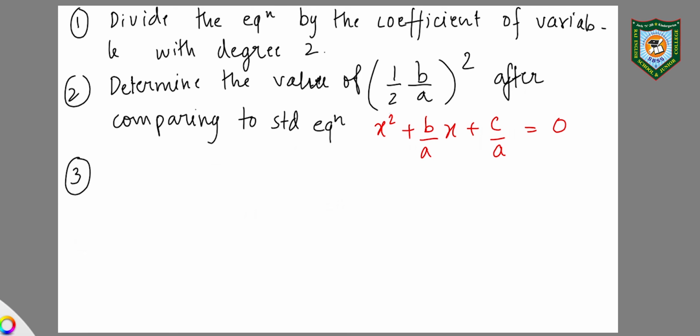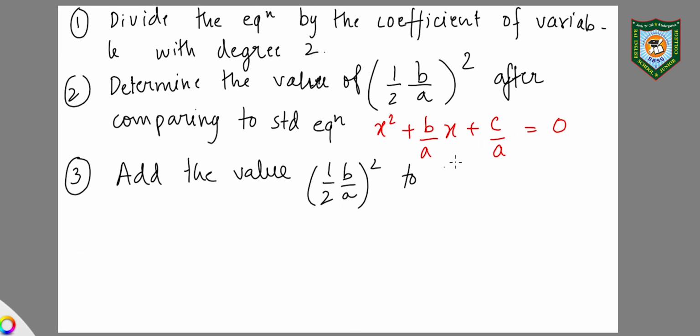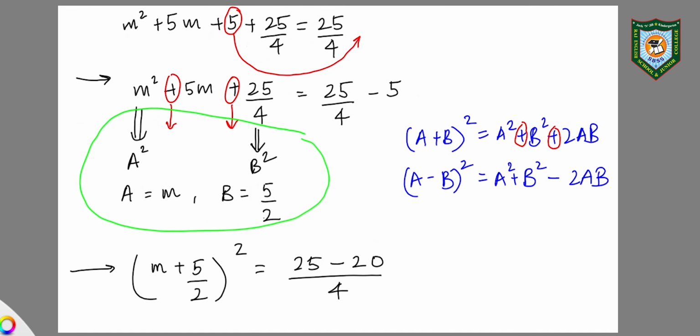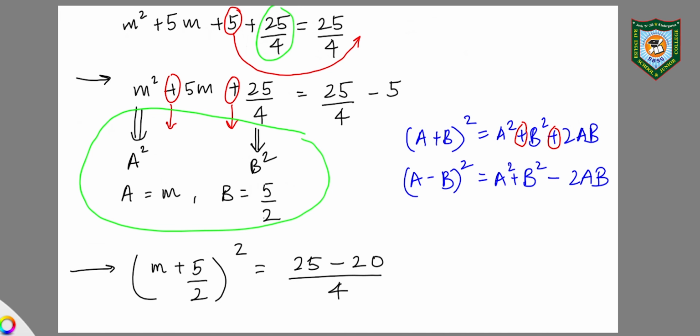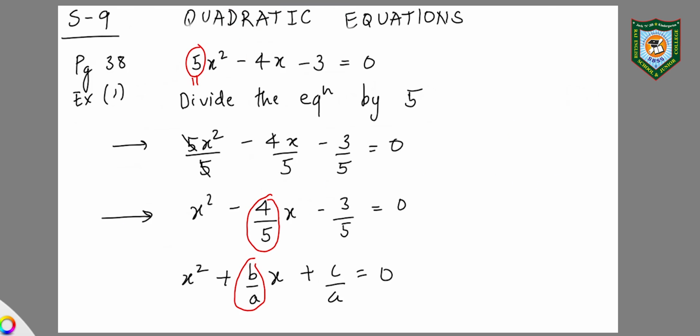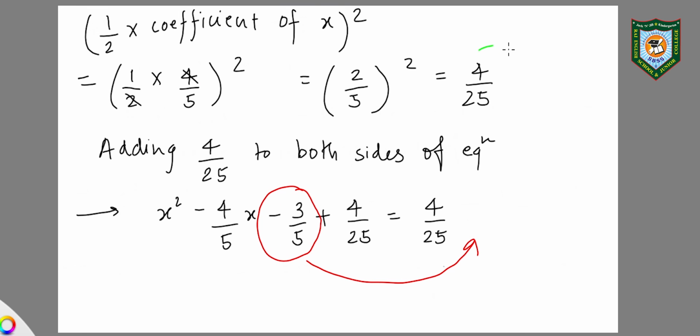So in the next step, add the value (half b by a) whole square to both the sides. As we can see in question number 7, sub question 4, our (half b by a) square value was 25 by 4 and we added 25 by 4 to both the sides of the equation. Similarly, in question number 1, my (half b by a) square value was 4 by 25 and I added 4 by 25 to both sides of the equation.